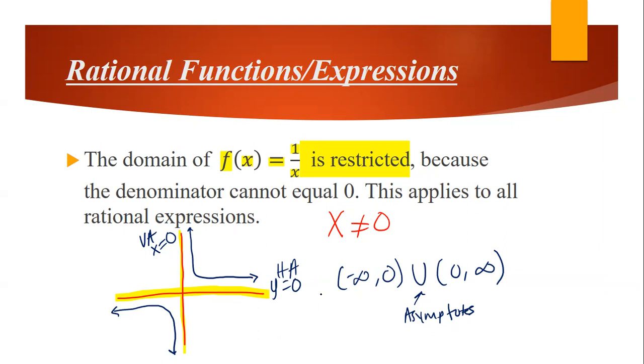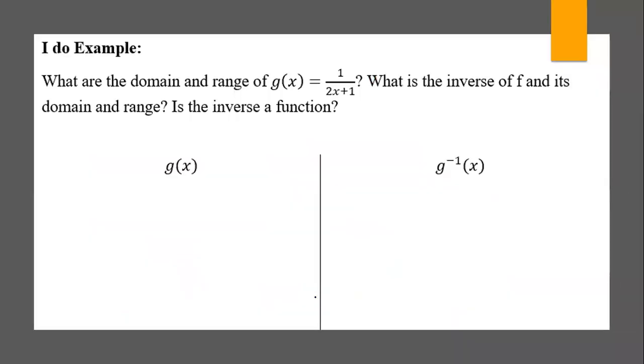Okay, so using our knowledge of what's happening here, we're going to identify restrictions and write how they affect the domain. So our first one: what are the domain and range of g of x, and what is the inverse of g and its domain and range? We have g of x equals 1 over 2x plus 1. The first thing we're going to do is find our restriction. We take whatever is in the denominator, which is 2x plus 1, and set it not equal to 0.